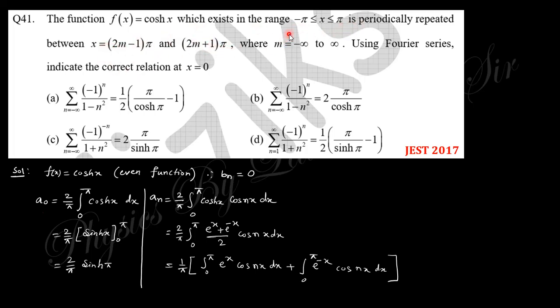That means it is a periodic function, right? Where the interval is minus pi to plus pi. Find the Fourier series and indicate the correct relation when x equals 0. So you need to find out which relation will be satisfied. Clear? You need to follow just a simple process.